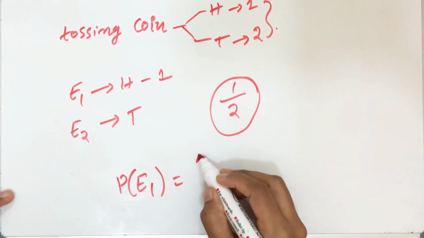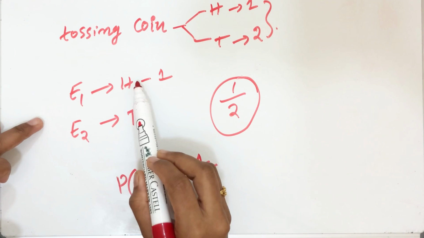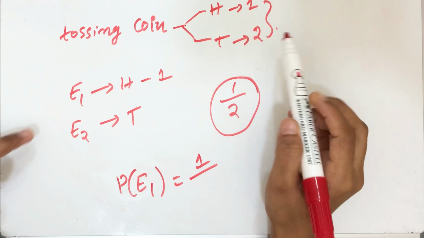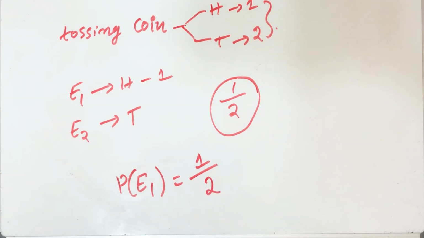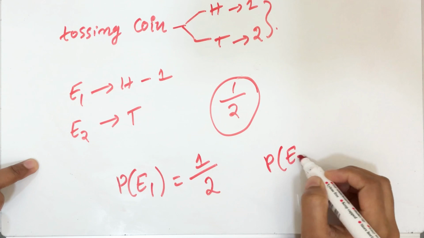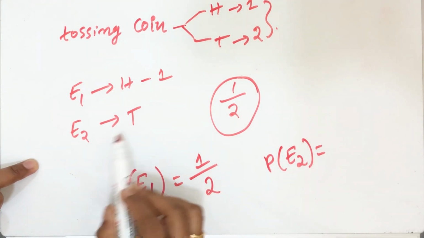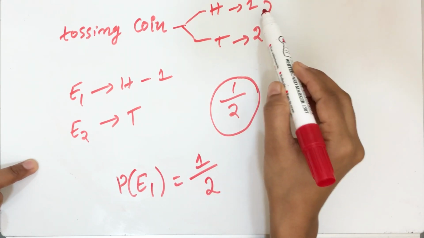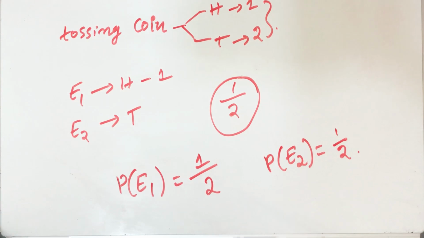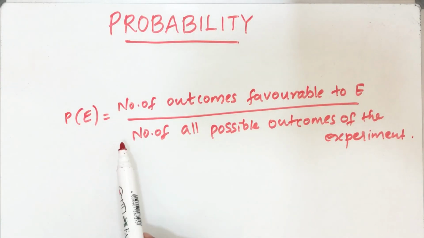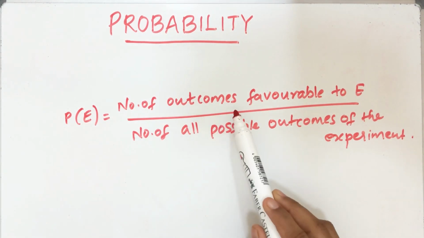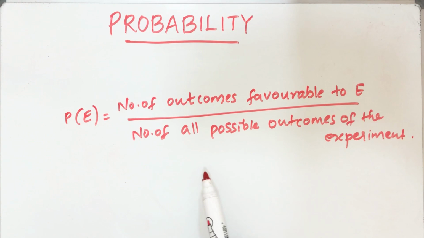So by using this formula, number of outcomes favorable to the event by number of all possible outcomes of the experiment, we can say this is 1 by 2. Like that, for P of E2, there is only one outcome in the event E2, and the total number of possible outcomes is 2. So this is 1 by 2. So the formula for finding the probability of an event E is equal to the number of outcomes favorable to E by the number of all possible outcomes of the experiment.